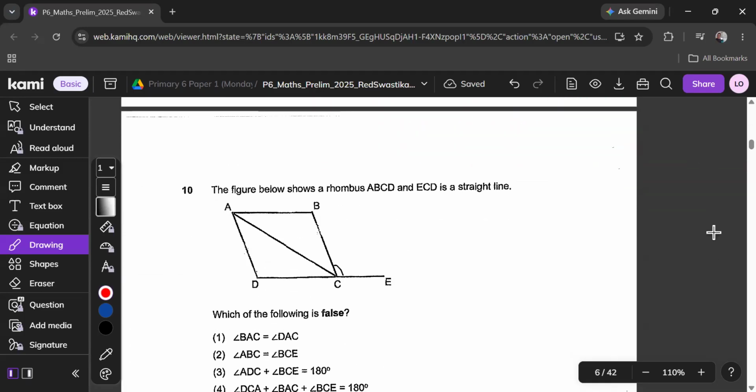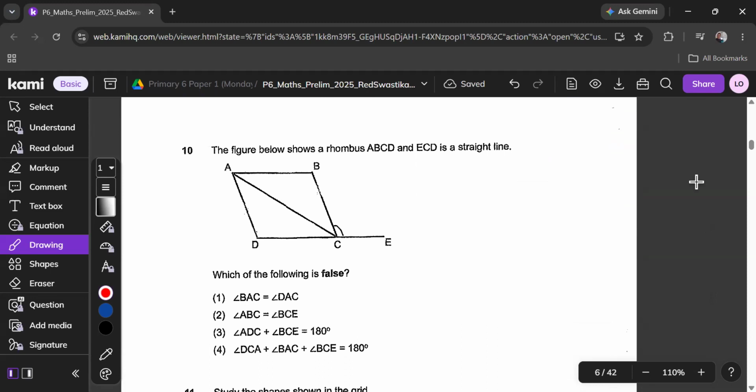Question number 10, your answer will be number 3. Now, which of the following is false? So in the PSLE exam, be very careful that you look out for the words in black. Some of you make careless mistakes because you didn't see the word in black.